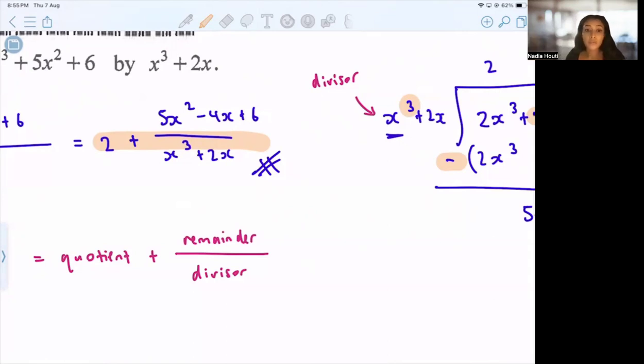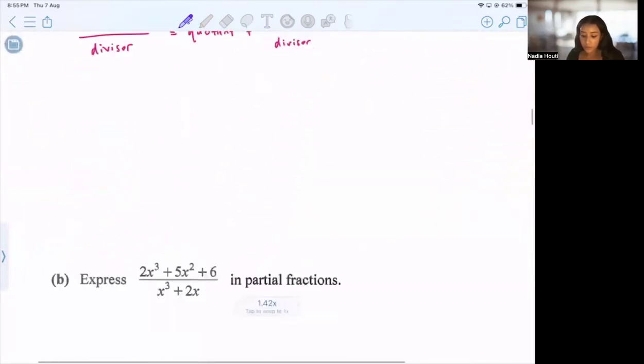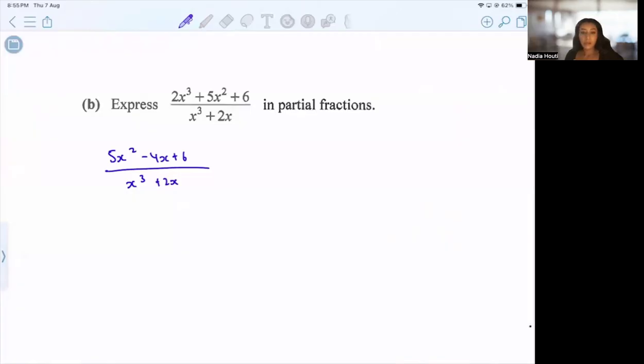So now how do we convert that remaining part, the polynomial part, to partial fractions? Okay, let's figure that out. I'm just going to transfer that fraction first. So the remaining part is this, right? 5x squared minus 4x plus 6 over x cubed plus 2x. How do we convert this to partial fractions?